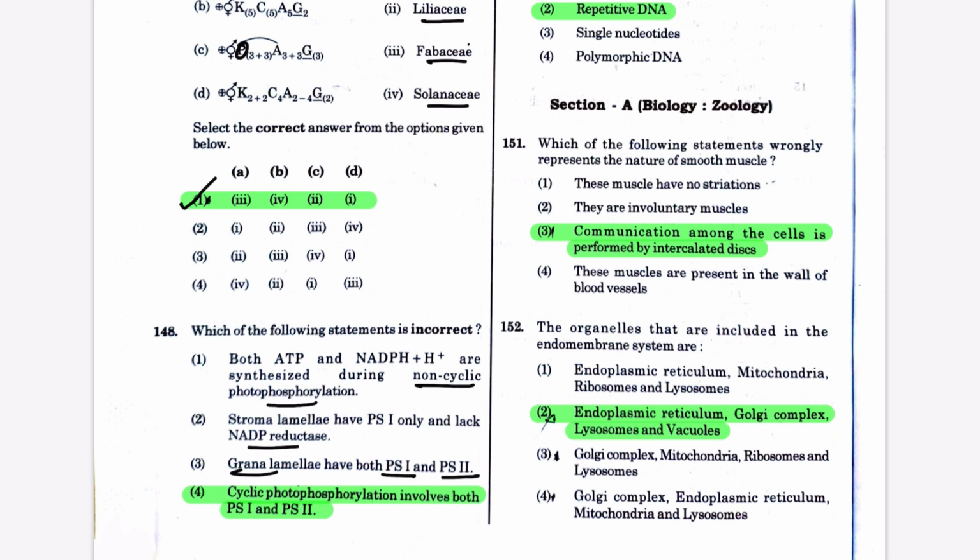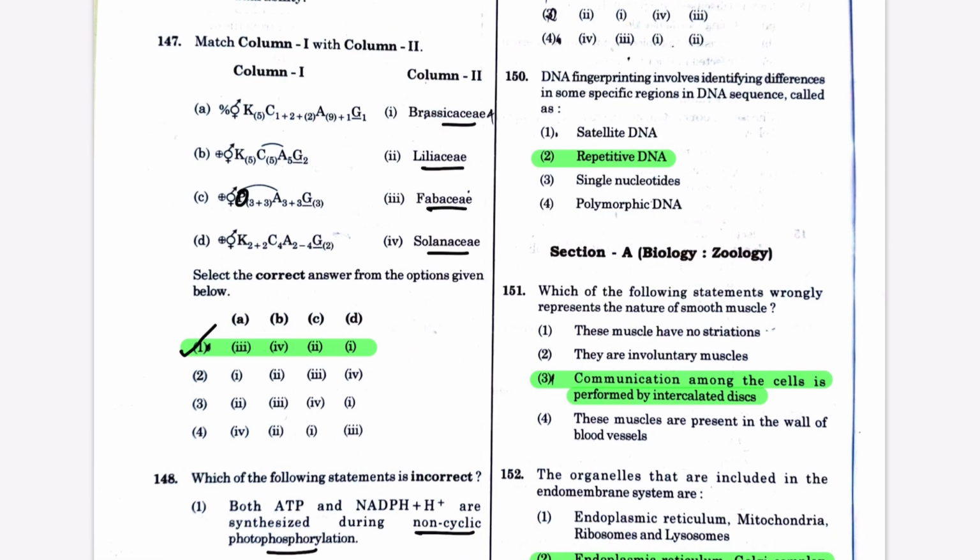But look at the last option. In cyclic photophosphorylation, it will involve both PS1 and PS2. It is wrong, right? So cyclic photophosphorylation will involve only PS1. So for 148, the answer is 4.